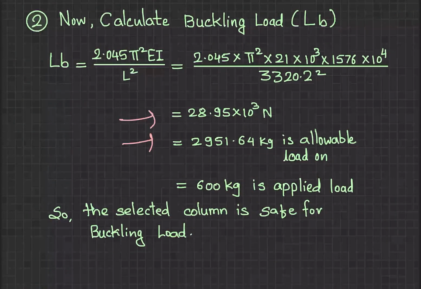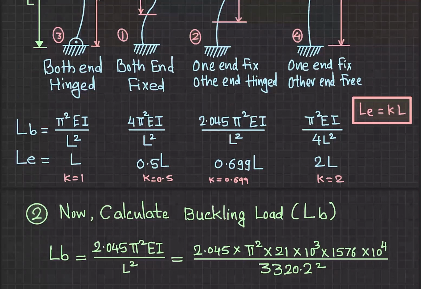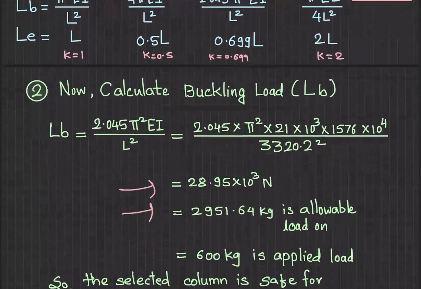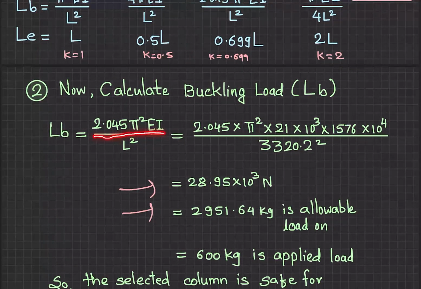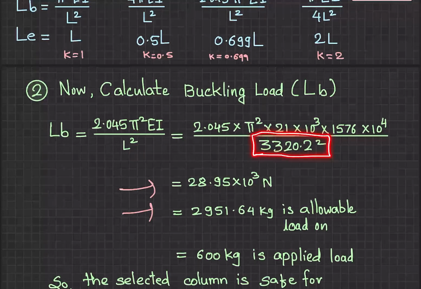Now we will see how to calculate the buckling load, which is LB. So from this formula we can understand that with the condition of one end fixed and the other end hinged, we can get this formula from here. 2.045 pi square EI upon L square is the formula. Actually this must be LE square, because what we are taking is the effective length of the column.